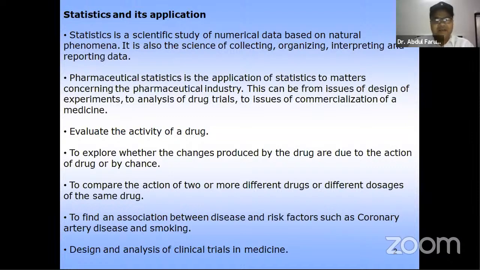Here I want to say that these are some applications related to our concern, related to our pharmacy, related to our experimentation or research work. But we want to tell you that there are various applications of statistics.